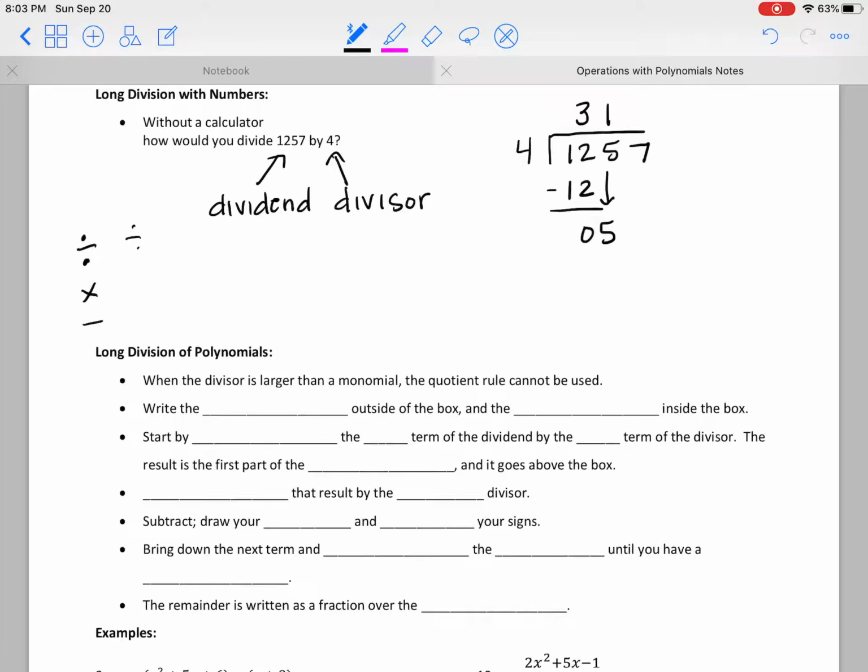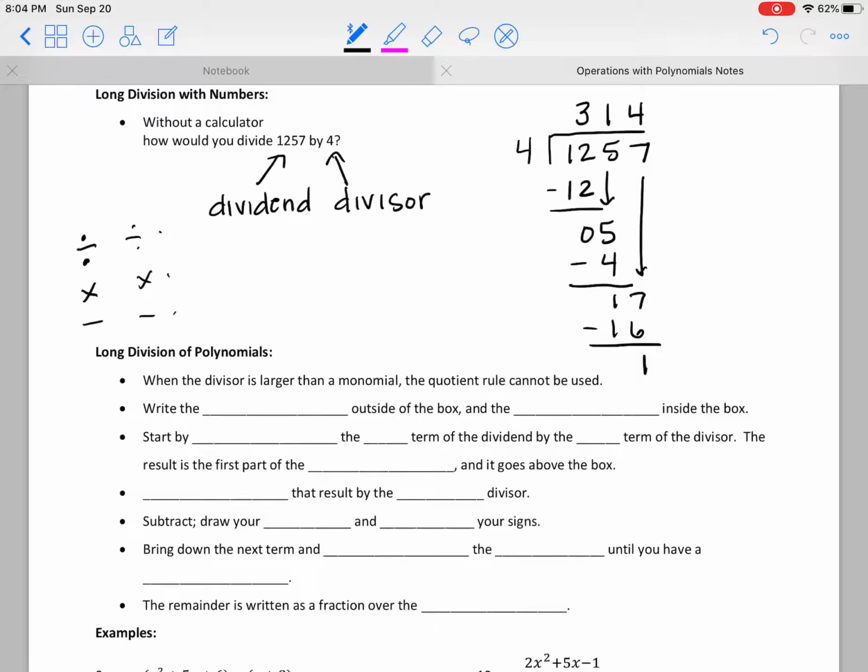How many times does 4 go into 5? Just once. And then I'm going to multiply. 1 times 4, which is going to give me 4. And then I'm going to subtract again. And then 5 minus 4 is 1. And then I'm going to bring down the 7, and then I'm going to do it again. I'm going to divide, then multiply, and subtract. So 4 goes into 17 4 times. 4 times the 4 is going to be 16. And then I subtract, and I get my remainder.